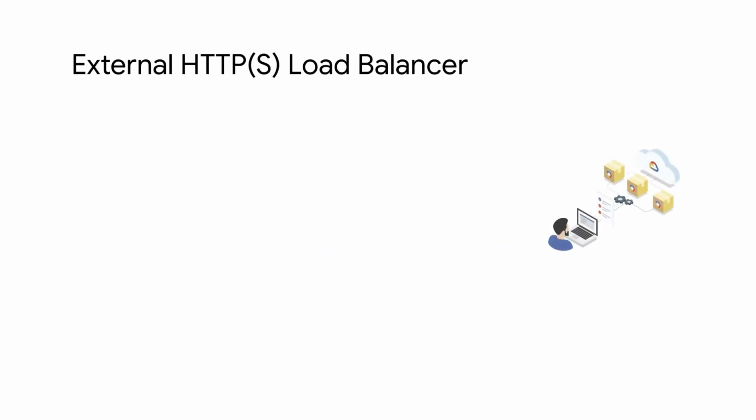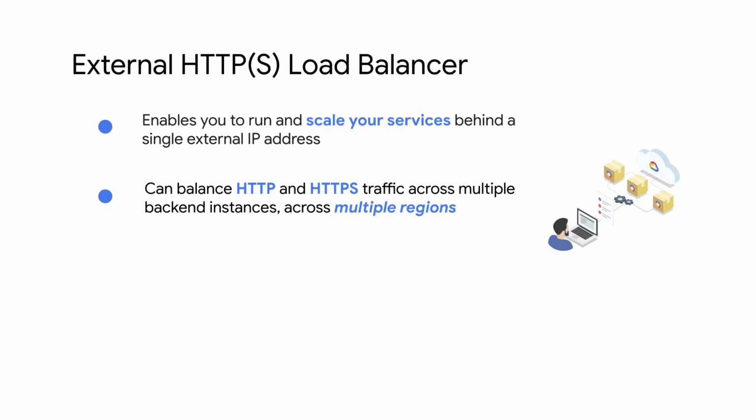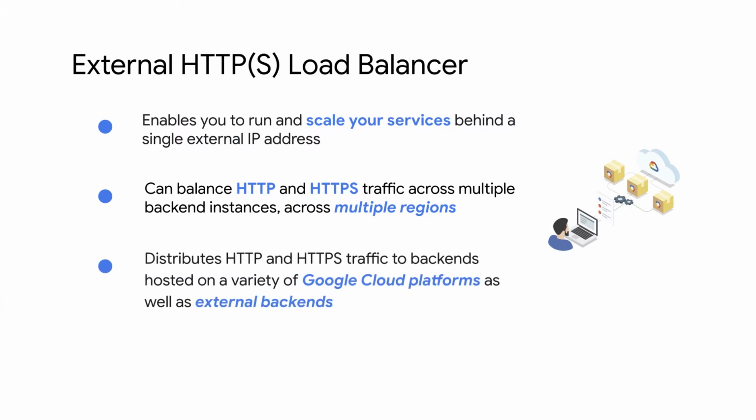Google Cloud External HTTPS Load Balancer enables you to run and scale your services behind a single external IP address. It can balance HTTP and HTTPS traffic across multiple backend instances across multiple regions. It distributes the HTTP and HTTPS traffic to backends hosted on a variety of Google Cloud platforms such as Google Compute Engine, Google Kubernetes Engine, Cloud Storage, and so on, as well as external backends on the internet.